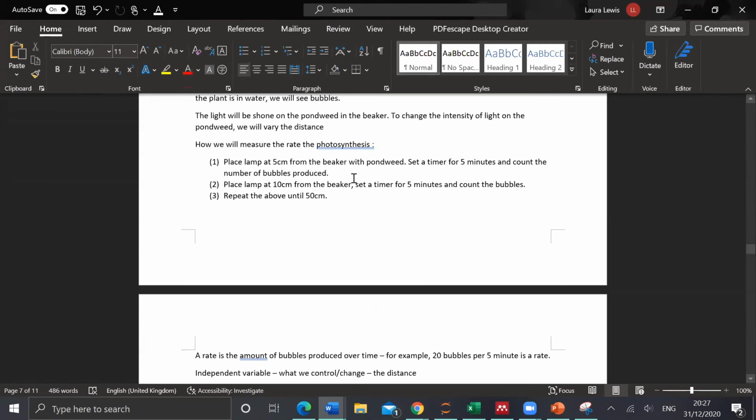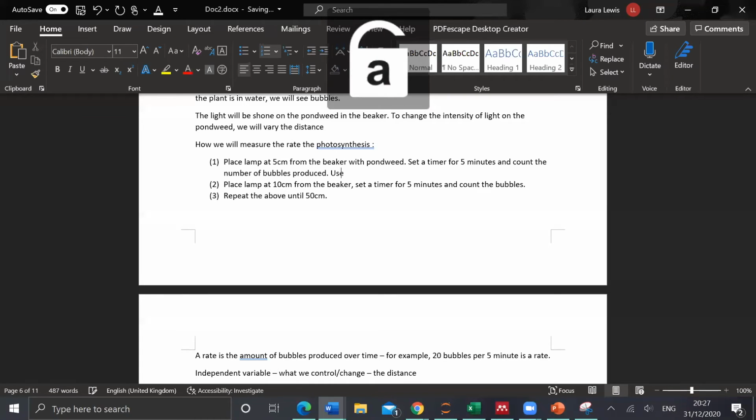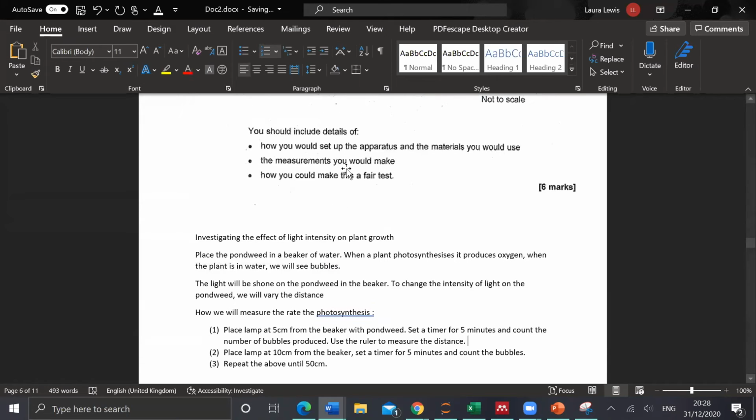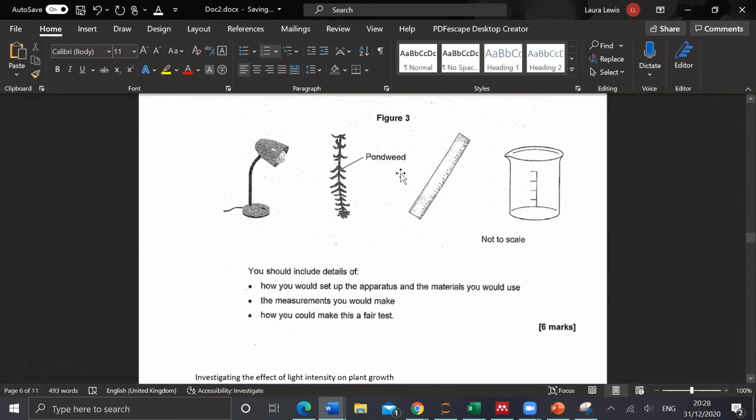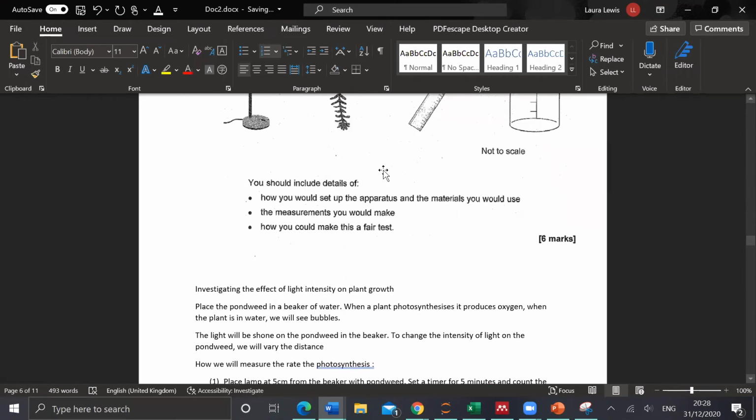So obviously, use a ruler to measure the distance. Go for quite a big ruler. That will include all of the above when you know how to measure a distance. So, investigating the effect of light intensity on plant growth. Okay, so we've got lamp, pondweed, ruler, beaker. So we've used all of those.